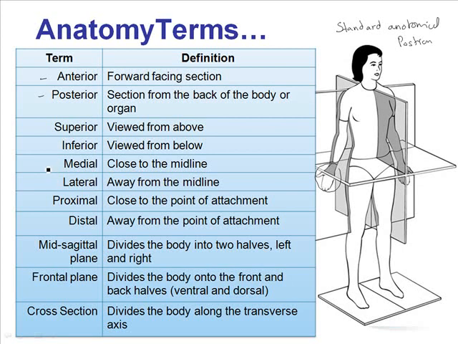Median and lateral. Median means you're viewing close to the midline. Lateral means you're viewing away from the midline. So if you imagine there's a section on this body cut through, say here, if you're looking at it towards the arms, it's a lateral view. If you're looking at it towards the spine, then it's going to be a medial view. Proximal and distal have to do with where this section is in relation to an attachment point. These ones we aren't going to use very much, so if you want to just skip those two, that's fine.